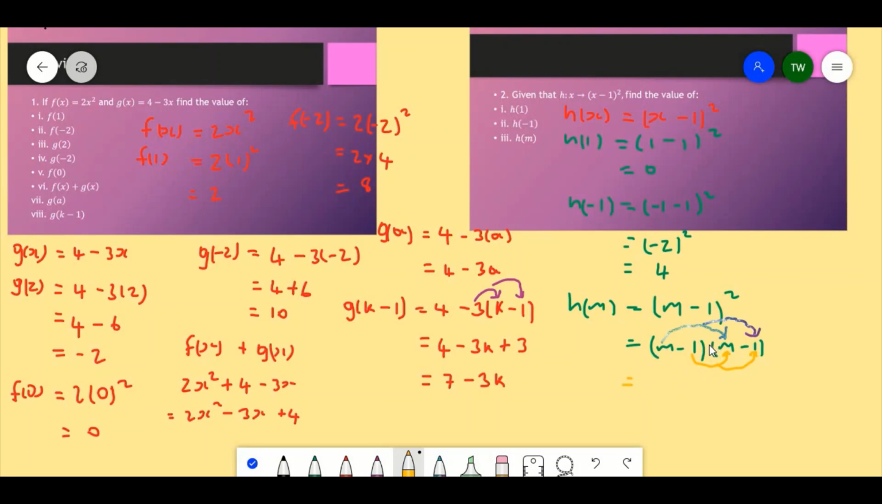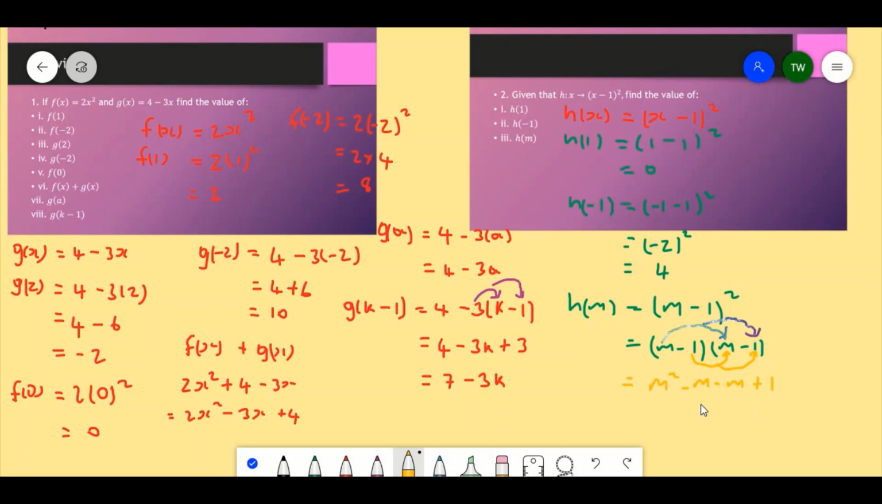Now m times m, that's going to give us m squared. M times negative 1, that's going to give us negative m. Finish with the m now. So we're going to switch to the second term. Because this is minus, we have to treat it as negative 1. So negative 1 times m, that's going to give us negative m. And negative 1 times negative 1, that's going to give us positive 1.